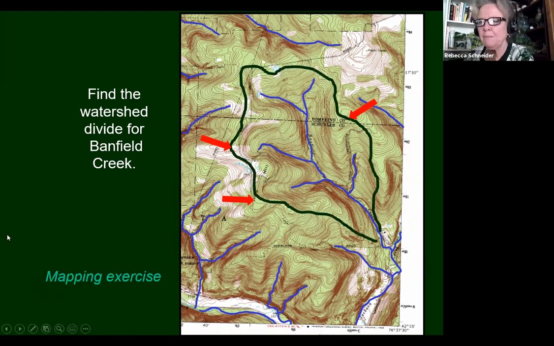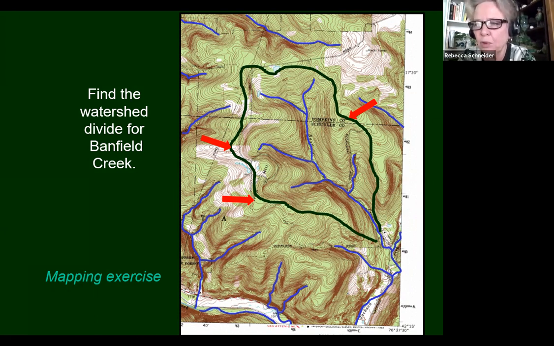Okay, I hope that made a lot of sense to you. This black line represents where the watershed divide is for Banfield Creek, and I've put red arrows to show where some of the circles are that you would have included as you drew in your divide. And now you know how to figure out the watershed basin. Again, some of this has already been done for you in Surf Your Watershed.